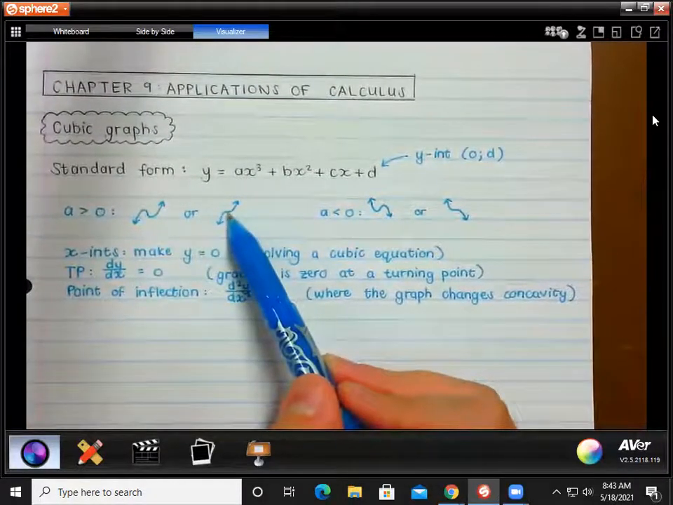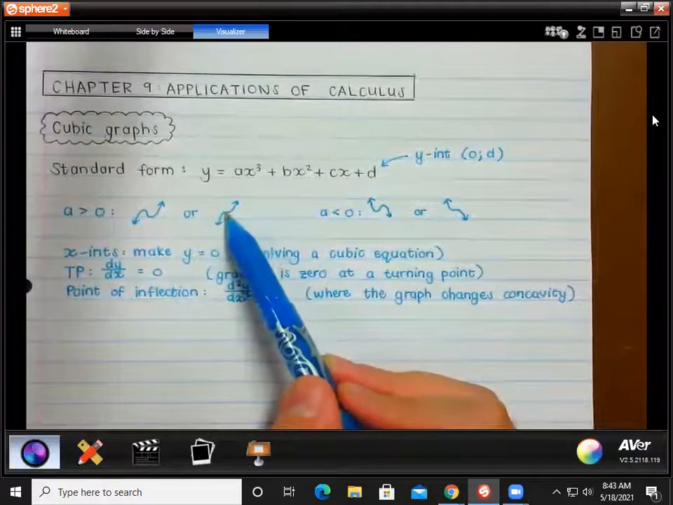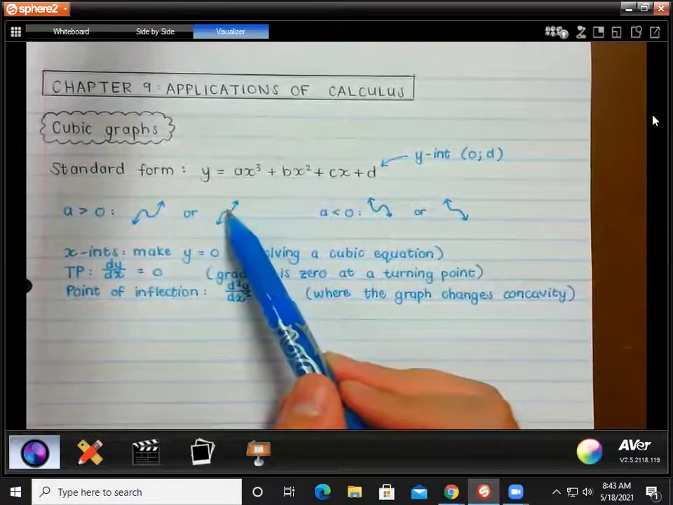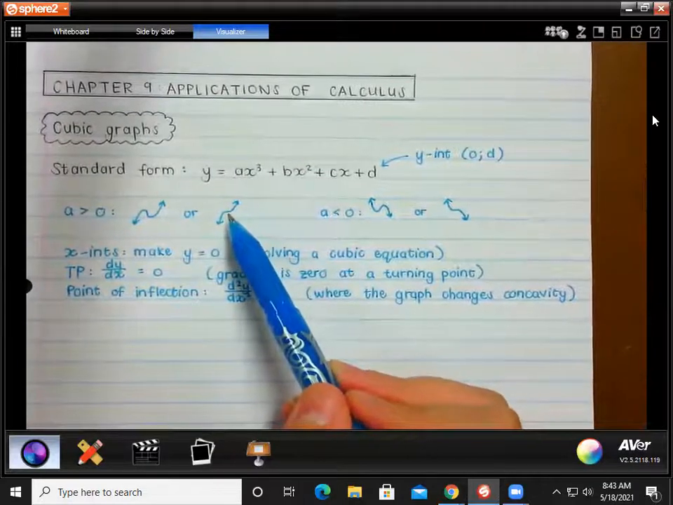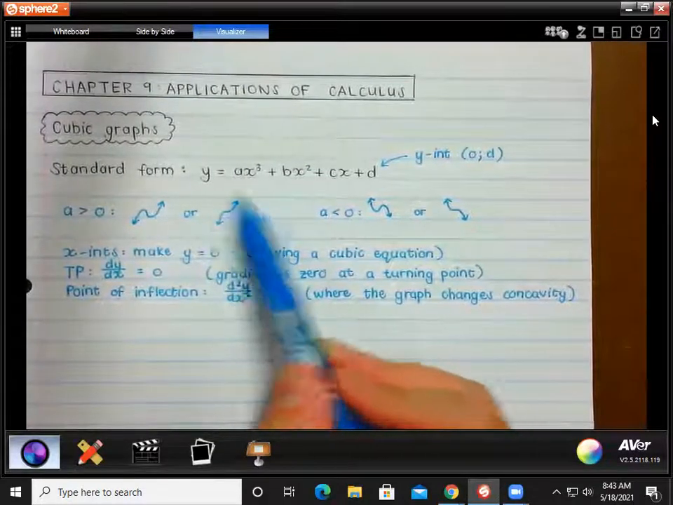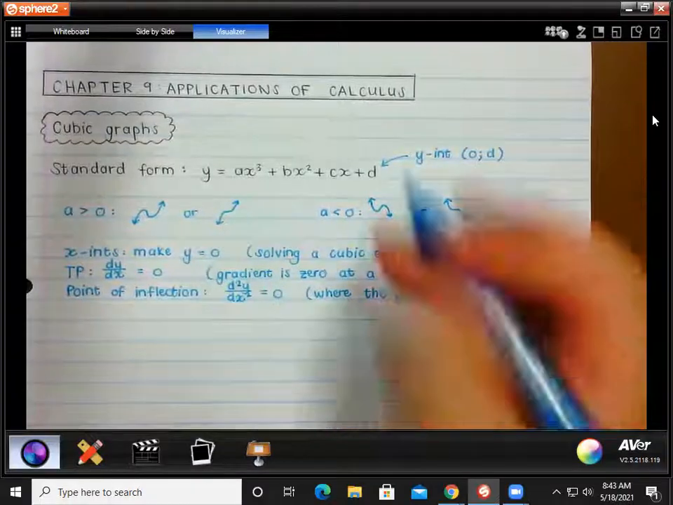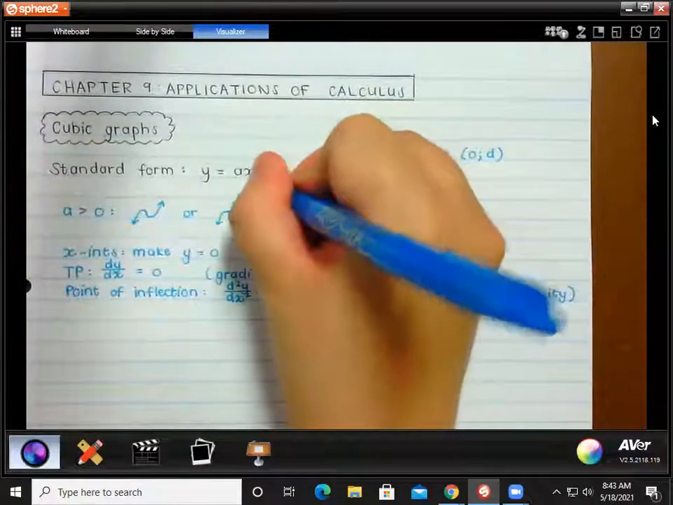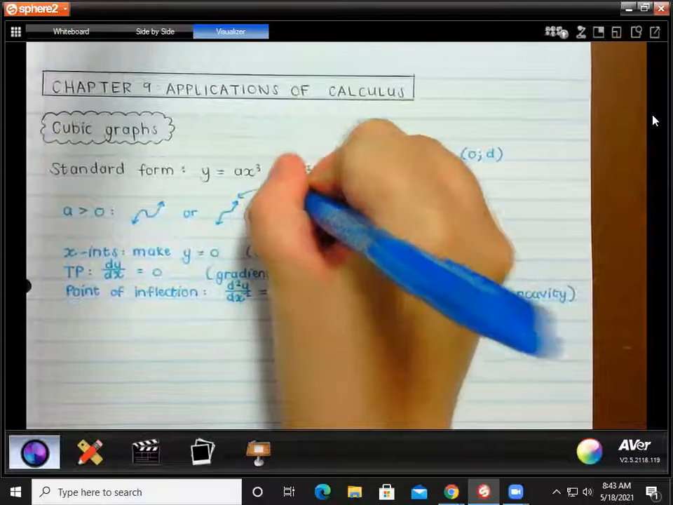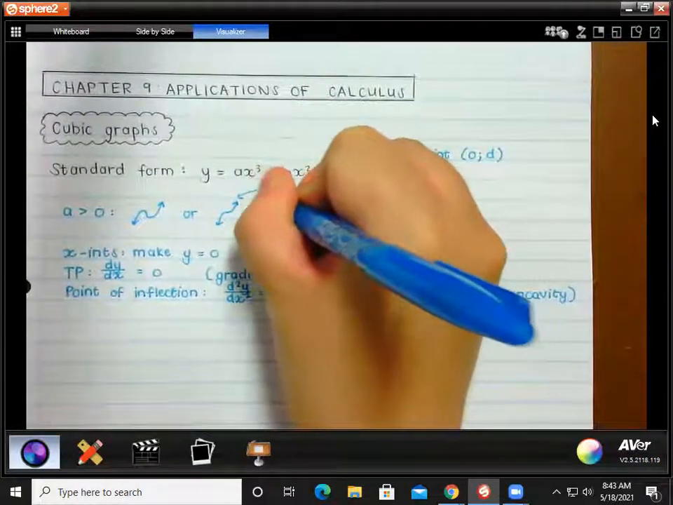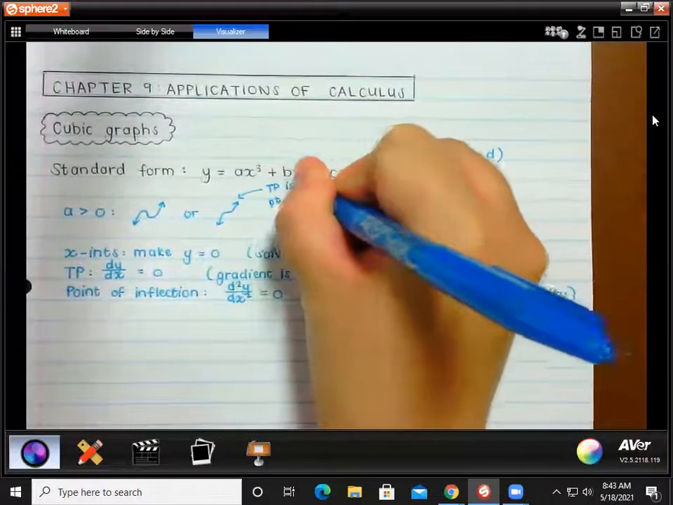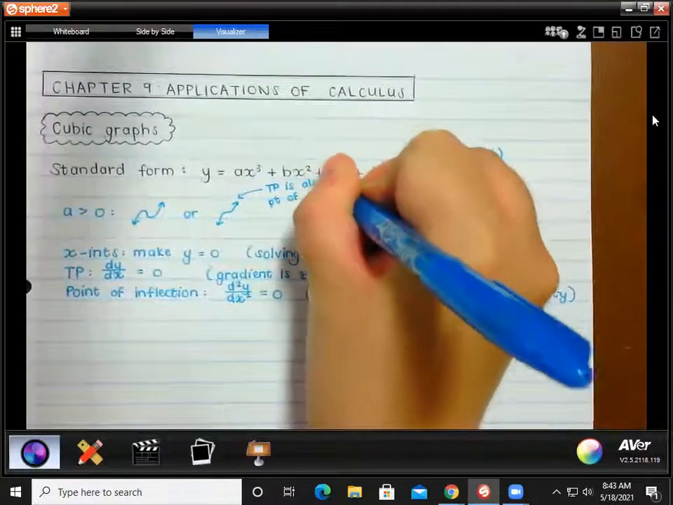Now, guys, in the case where you have one turning point in this type of graph, the turning point is actually also going to be the point of inflection if it looks like this. Okay, so we are going to do examples, but let's just add that. So turning point is also point of inflection.